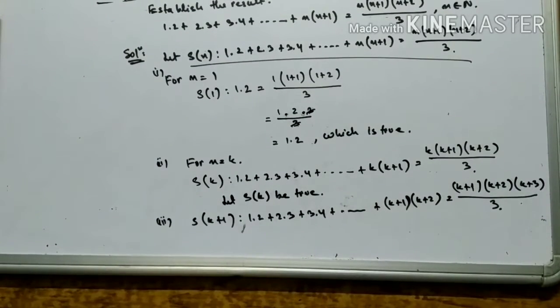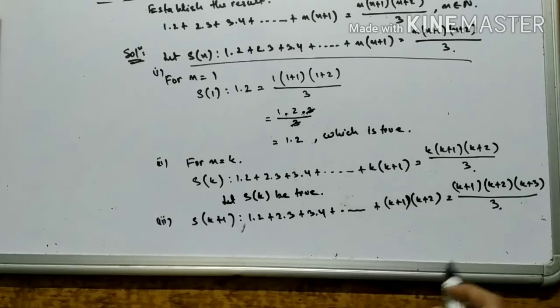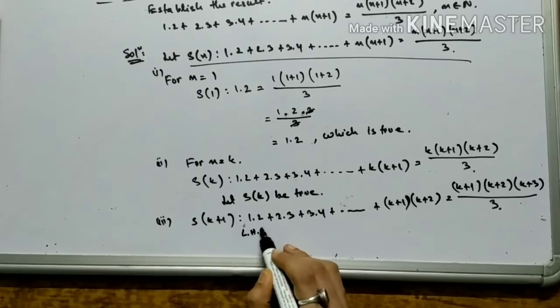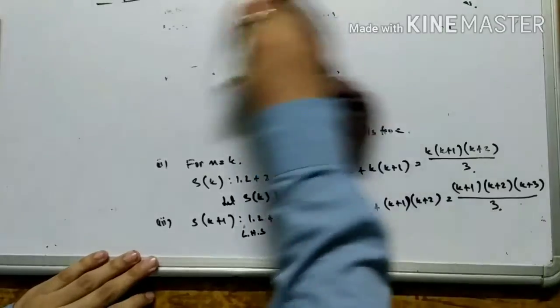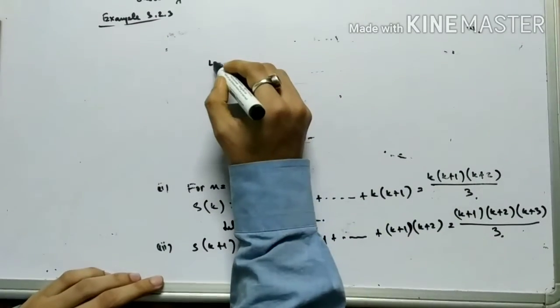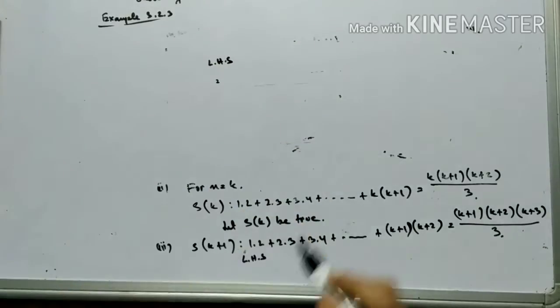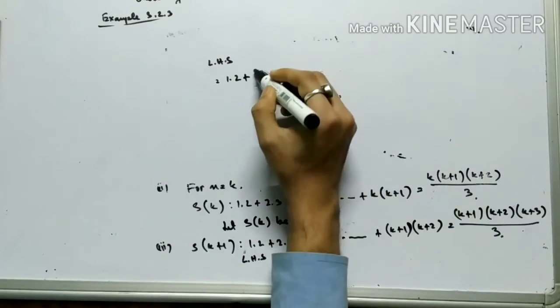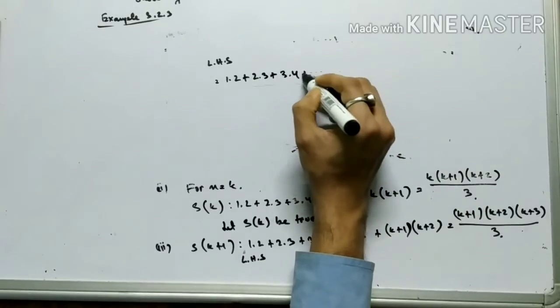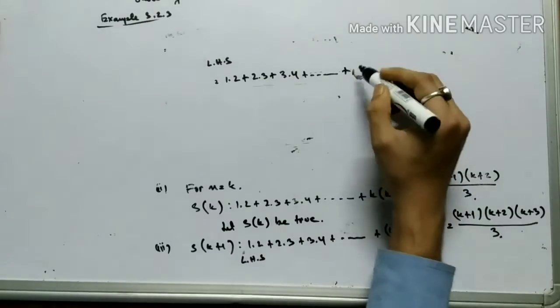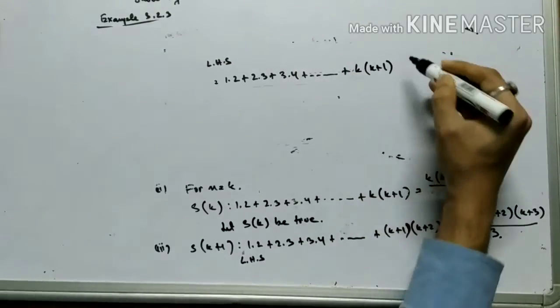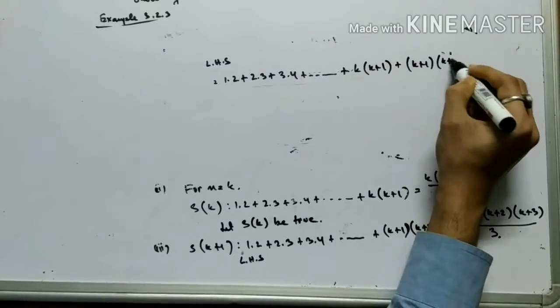So now I will have to show that S(k plus 1) is also true. That means Sn is true when n value is k plus 1. So now I will take the LHS. What is our LHS? It equals 1.2 plus 2.3 plus 3.4 plus dot dot dot plus k into k plus 1, and first of all I will write this one, plus k plus 1 into k plus 2.